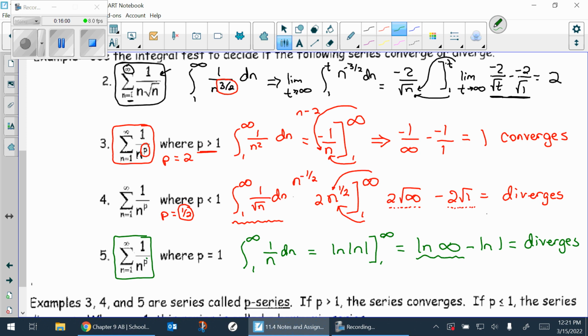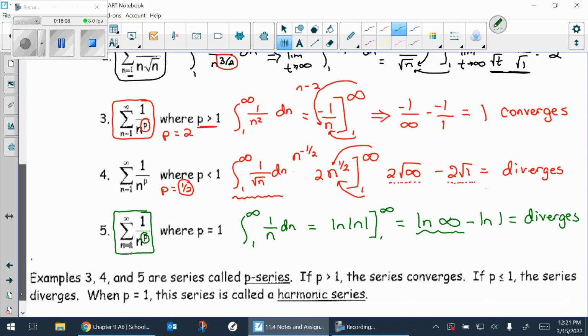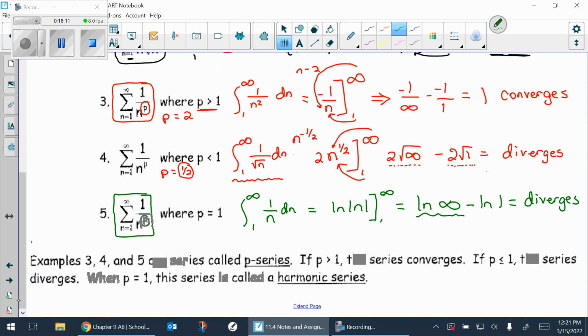So when p is 1, we diverge. Now, I mentioned this back when we were doing the improper integrals, and I said this is going to come up in our final unit, and here it is. These are called p-series. When you have 1, it could be any constant up here. But if we have 1 or any constant divided by n to some exponent, it's the exponent that's going to determine whether or not this converges or diverges.